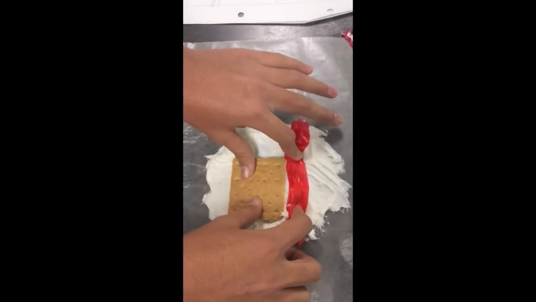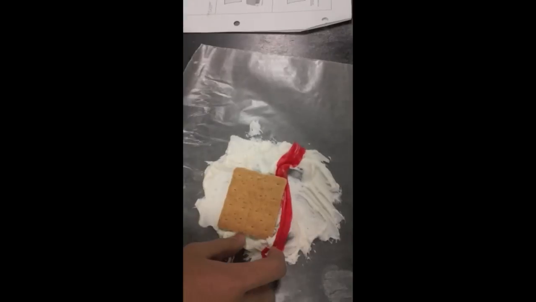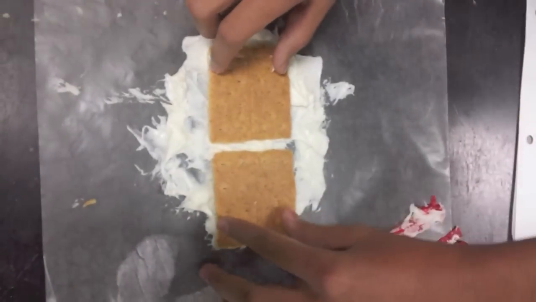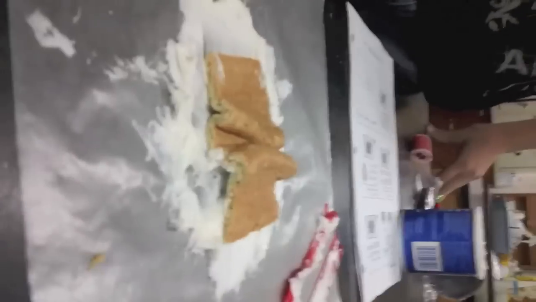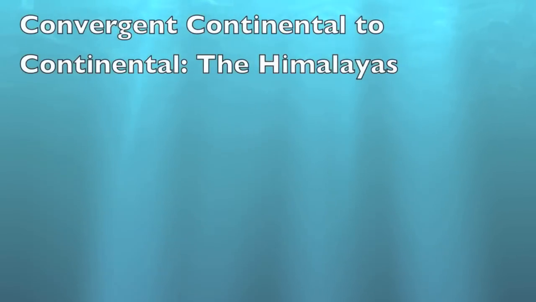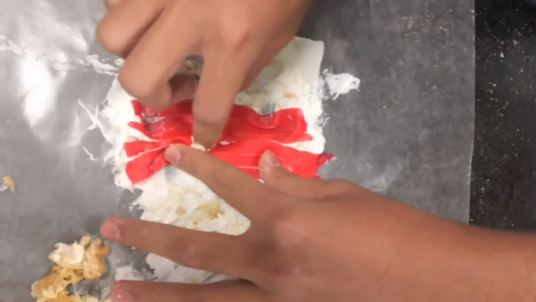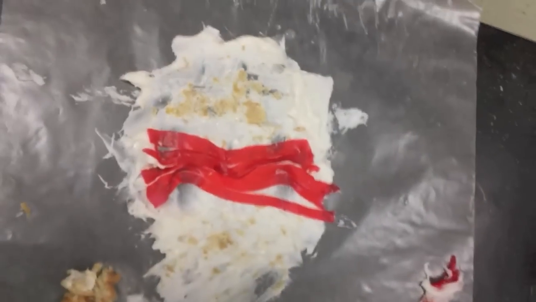Convergent continental to oceanic crust collision. Subduction occurs. Convergent continental to continental collision. Mountains may form. Convergent oceanic to oceanic collision. Two plates move toward each other. Subduction occurs.